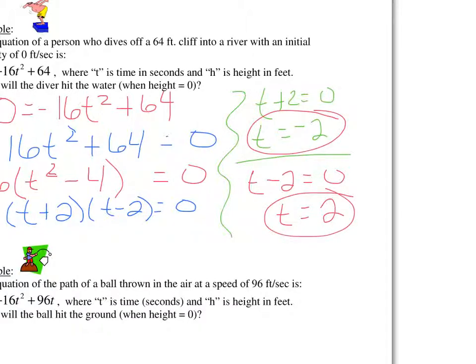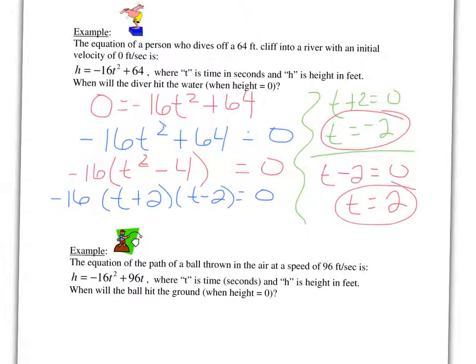However, again, just like on the previous page, we're solving for time here. When time is in seconds, when will the diver hit the water? So he will hit the water when his time has been negative 2 seconds or positive 2 seconds. In the context of this question, the negative 2 does not make sense, so we're going to discard that. So the only good solution would be 2 seconds here. Positive 2 seconds.